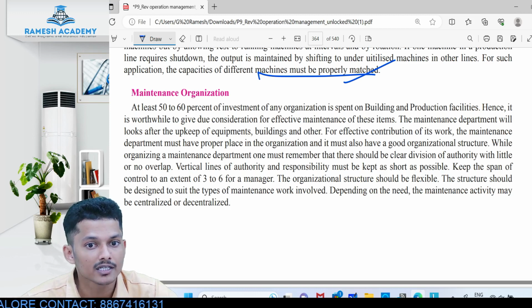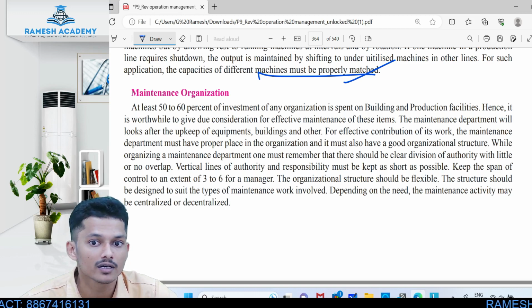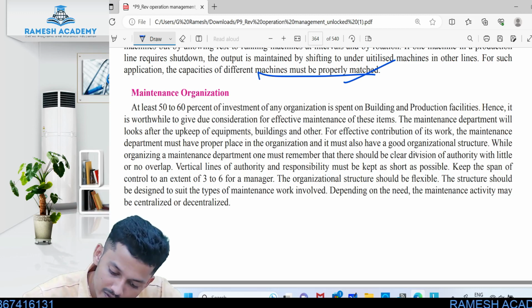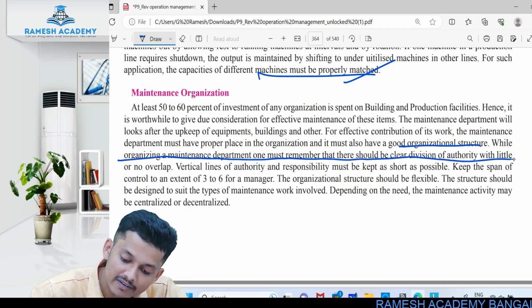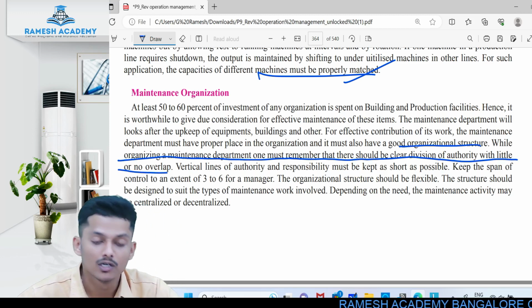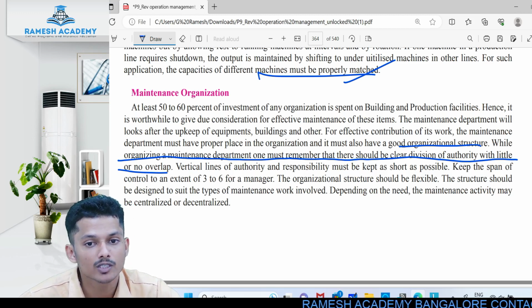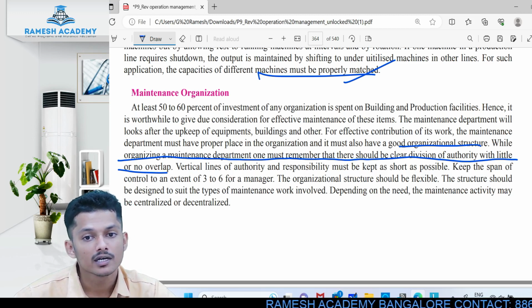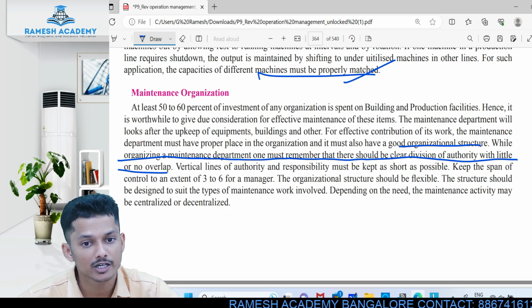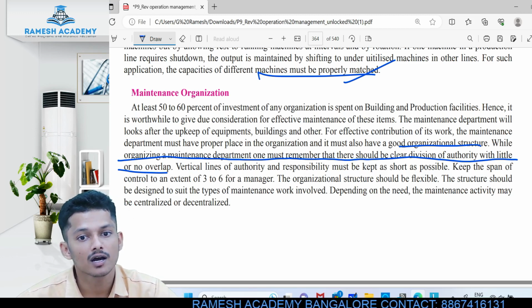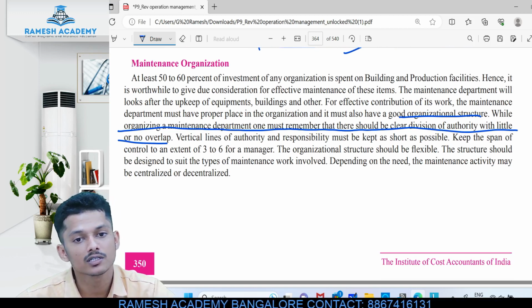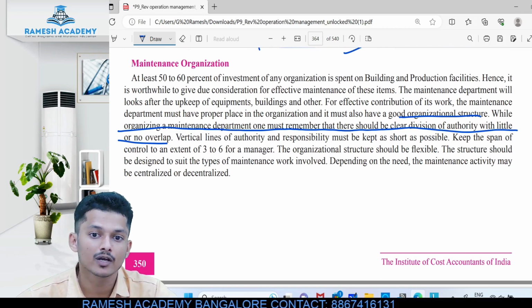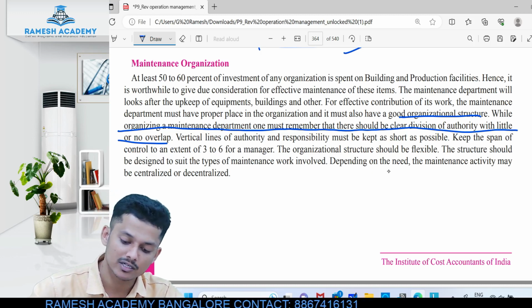While organizing a maintenance department, one must remember that there should be a clear division of authority with little or no overlap. So, vertical lines of authority and responsibility must be kept as short as possible. Next, keep the span of control to an extent of 3 to 6 for a manager. The organization structure should be flexible. The structure should be designed to suit the types of maintenance work involved, and depending on the need, the maintenance activity may be centralized or decentralized.